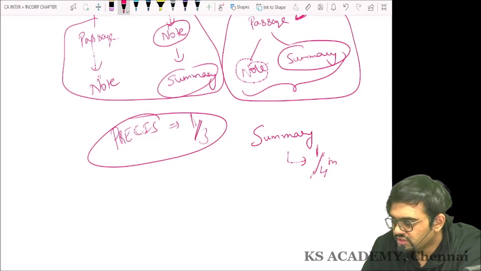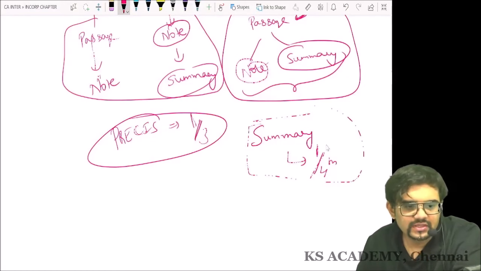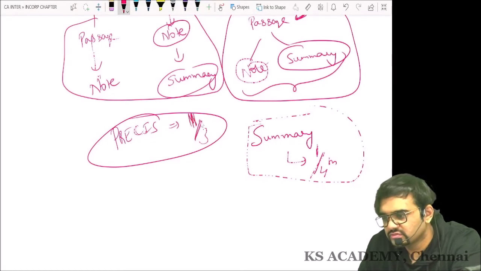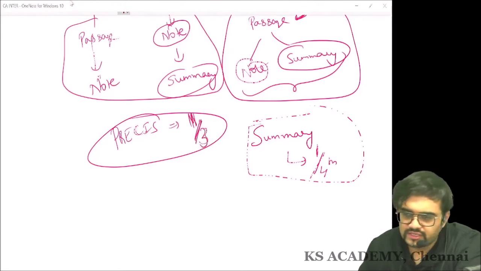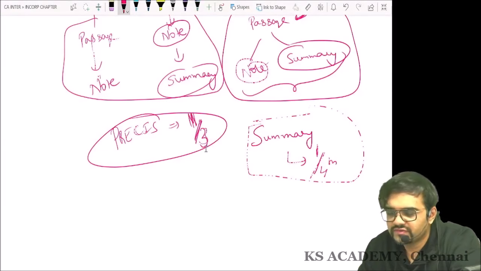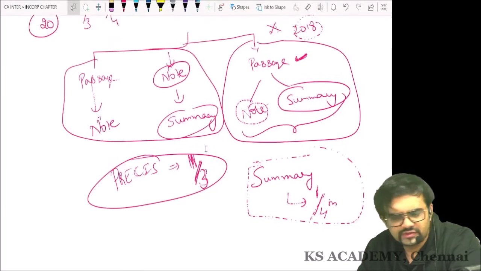When you are writing a summary, it should be 1/4. So mind you, writing a summary is how much? 1/4. That is 25%. Whereas precis would be how much? 1/3 of the entire deal. Very simple. So precis writing is 1/3, summary writing is 1/4. So it depends on what you want to write.